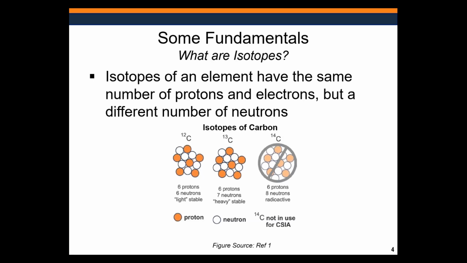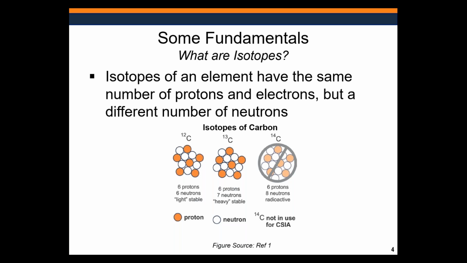So just some fundamentals. What are isotopes? Well, isotopes of an element have the same number of protons and electrons, but a different number of neutrons. So we'll go back to 100 level chemistry, freshman year of college. These days, it's probably 8th grade chemistry.